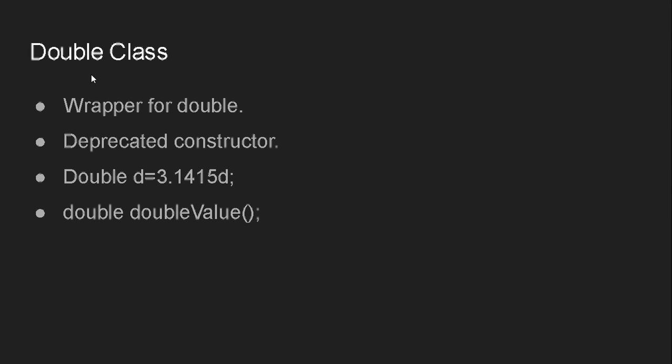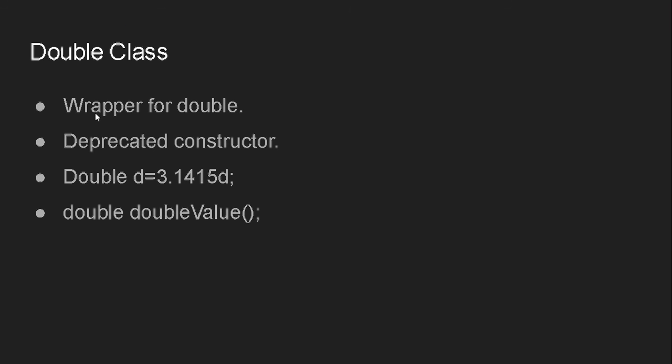All right, then after that we have the Double class. Double class is nothing but a wrapper for double. Obviously, note the capitalization, because that is extremely important. If I'm talking about this lowercase double, then it is a primitive data type. If I'm talking about this capital D, then this is a class. So don't get confused. Then after that we have the deprecated constructor. This particular class also has a deprecated constructor.